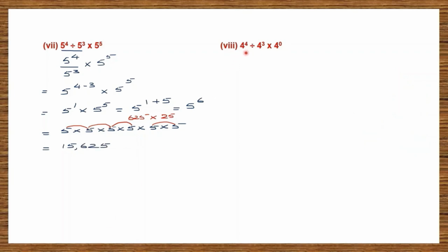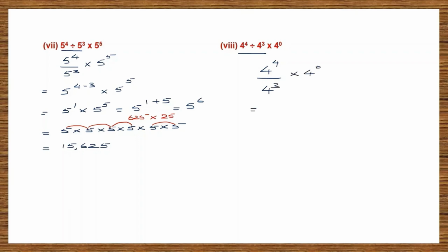And let's look at the eighth sum. Here we have 4 raised to the power of 4 divided by 4 raised to the power of 3 into 4 raised to the power of 0. So again, we should do division first. So let's take up division. So this is going to be 4 raised to the power of 4 by 4 raised to the power of 3 into 4 raised to the power of 0.